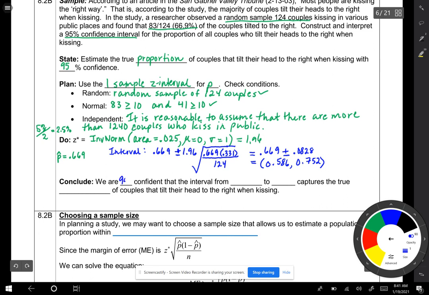We are 95% confident that the interval from 0.586 to 0.752 captures the true proportion of couples that tilt their head to the right when kissing.